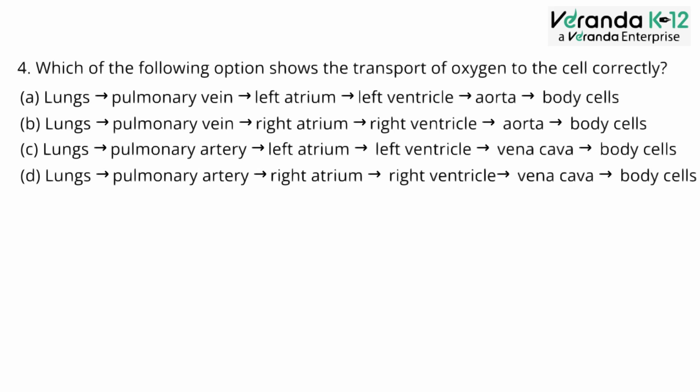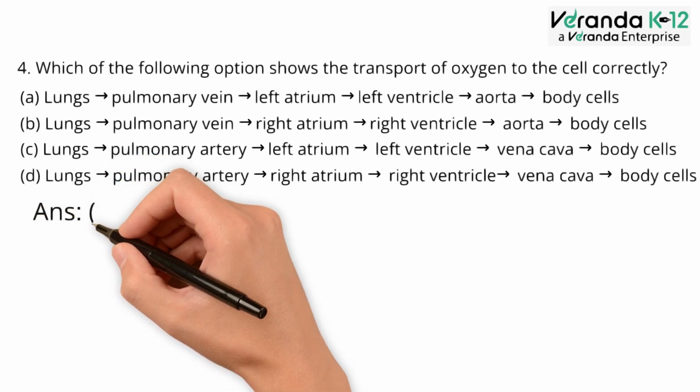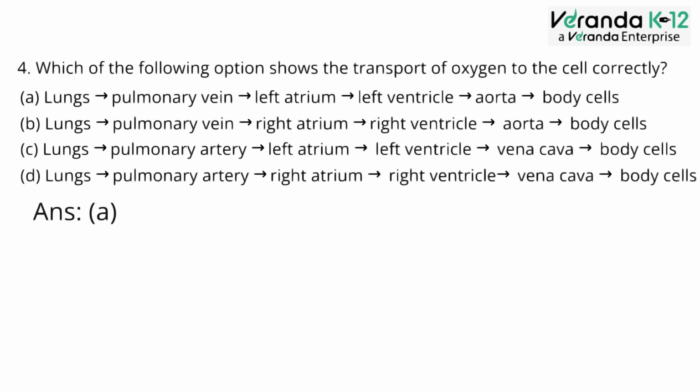left ventricle. The left ventricle pumps the oxygenated blood into the aorta, which is the largest artery in the body. The aorta distributes the oxygen-rich blood to the rest of the body. So, the correct option is A. Lungs, pulmonary vein, left atrium, left ventricle, aorta and to the body cells.